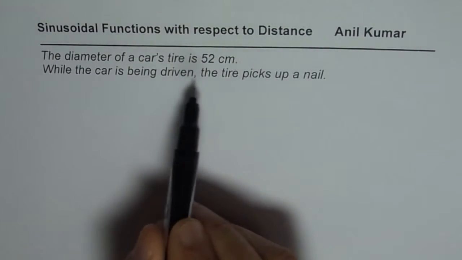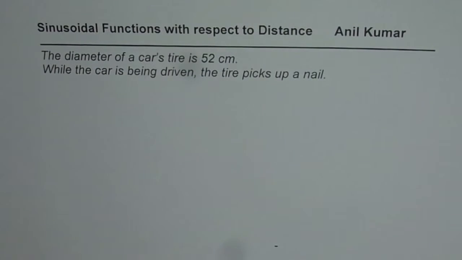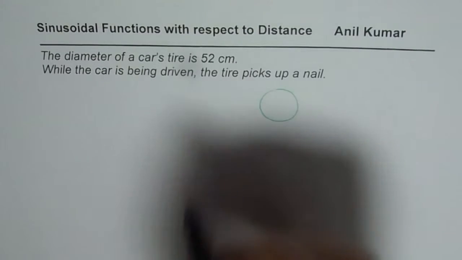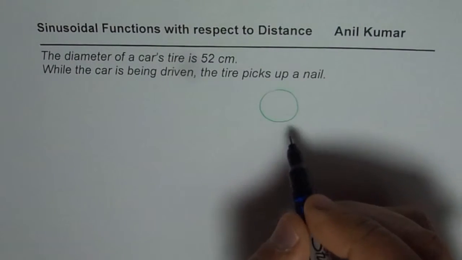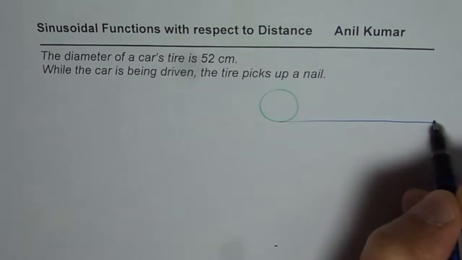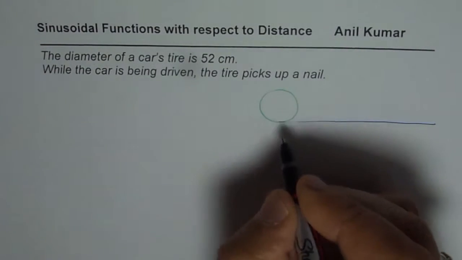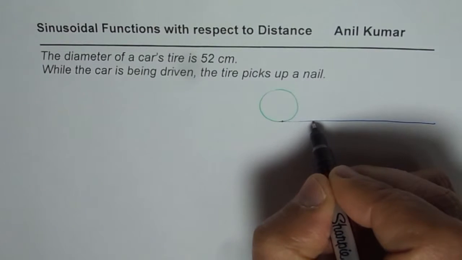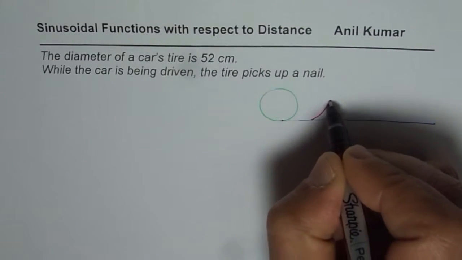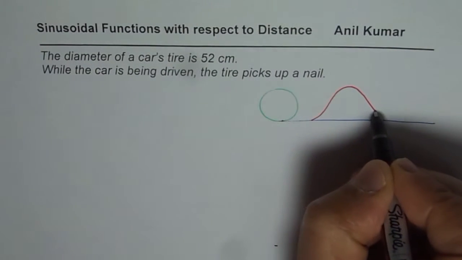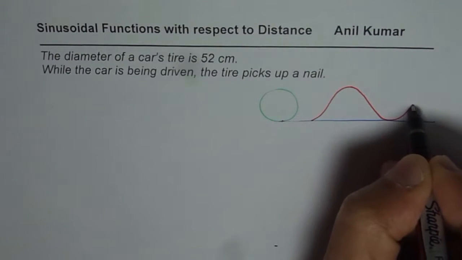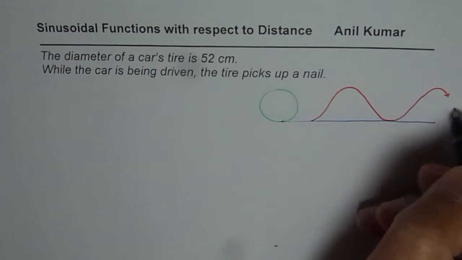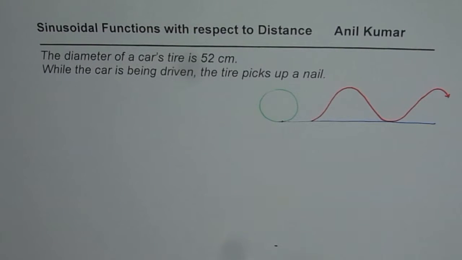While the car is being driven, the tire picks up a nail. So the situation is that this is the tire, and while it's being driven, it picks up a nail. So while it is moving, we need to see what is the position of the nail. As it moves along, the position of the nail will be kind of like this, right? As the tire rotates, it goes up and down, and this repeated periodic motion will be seen.